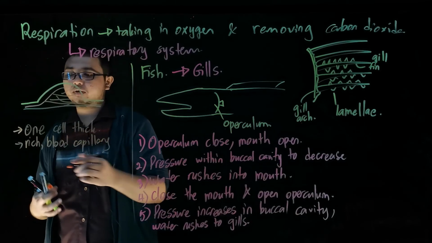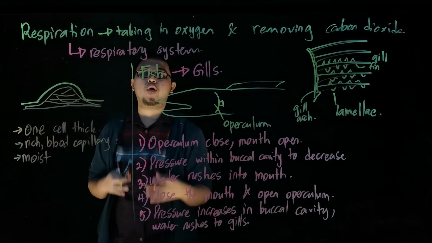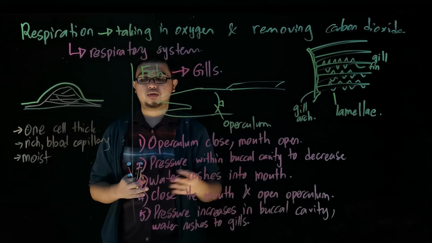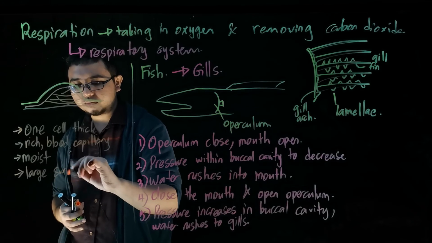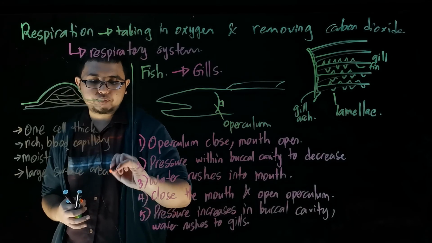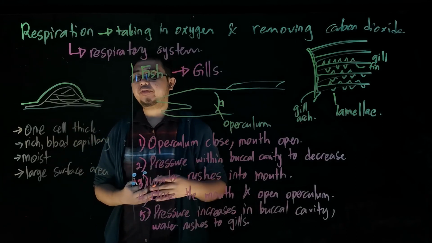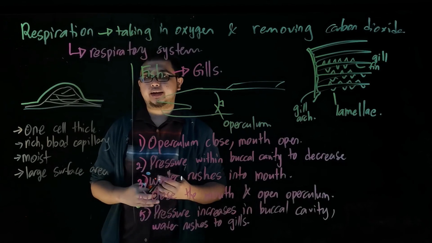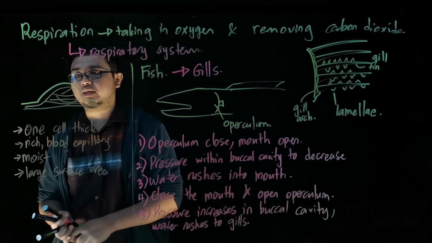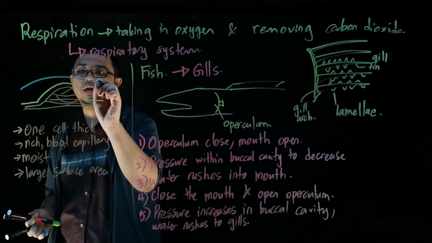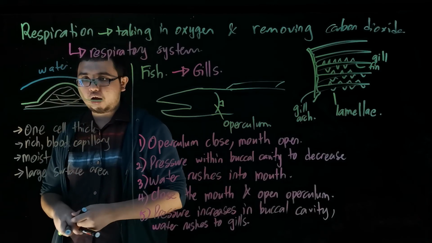And as it is underwater, it is always moist. This moist characteristic exists in all respiratory systems, and they have a large surface area. Now, as I said earlier, the exchange process, or the breathing mechanism of fish, involves countercurrent, where water moves into the gill in one direction, and the blood moves in the opposite direction.